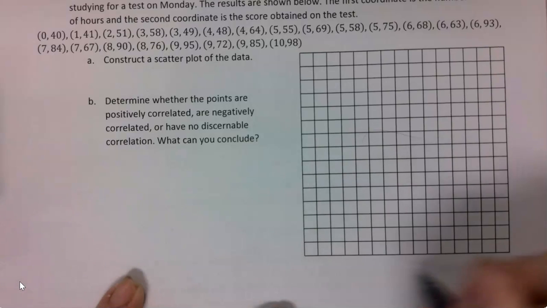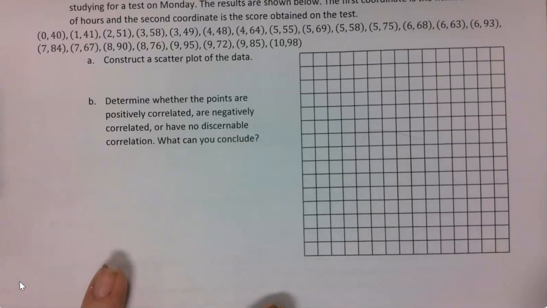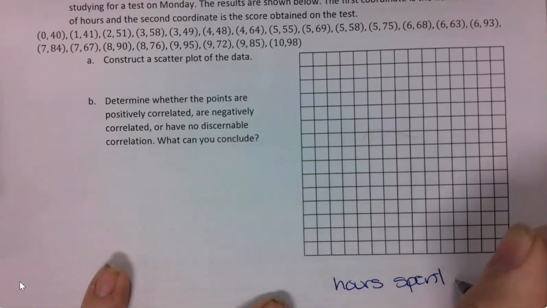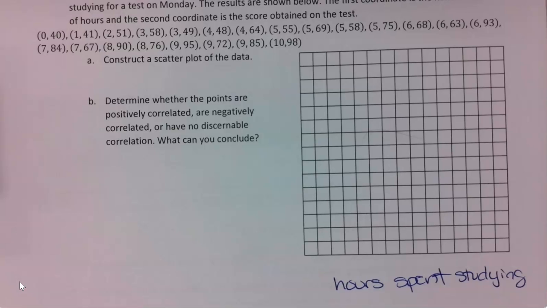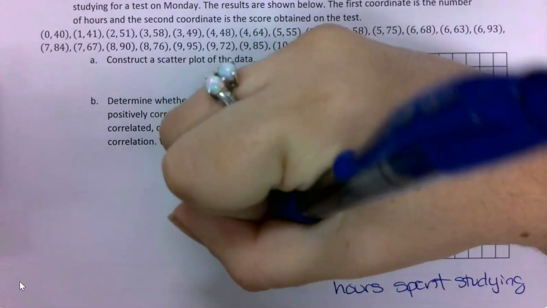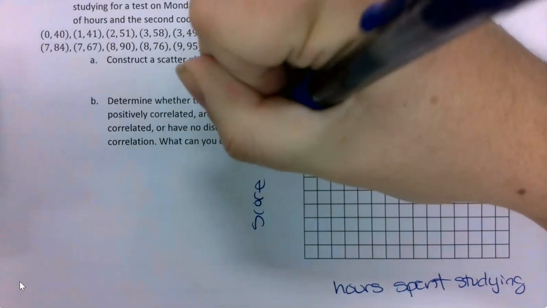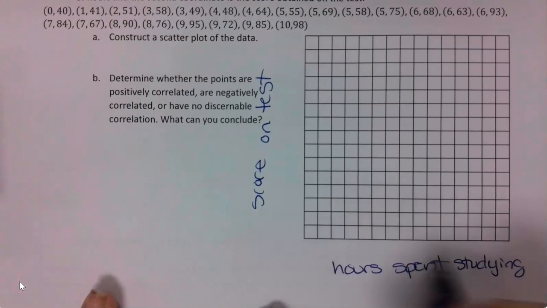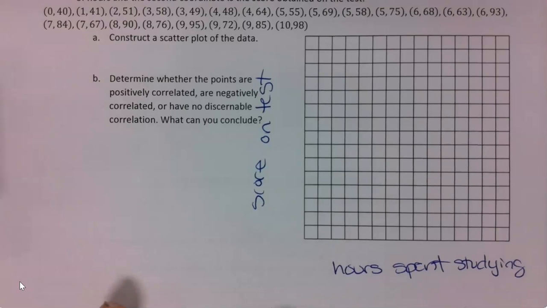Okay, so what's going on the bottom here? Hours spent studying. Okay, and then what goes over here? Okay, so what do you want me to label my hours like?